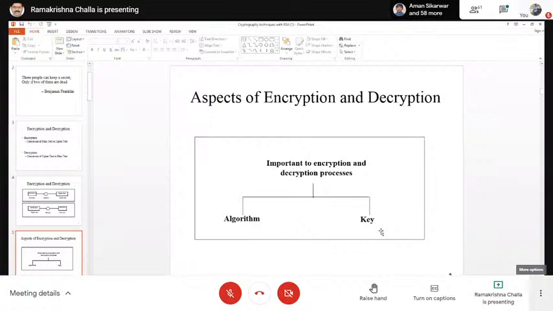So for a 64-bit key, if you want to hack it by brute force attack, you need to try 2 to the power of 64 possible combinations of that particular key. And 2 to the power of 64 is a huge number. You can calculate it later on after the class is over.